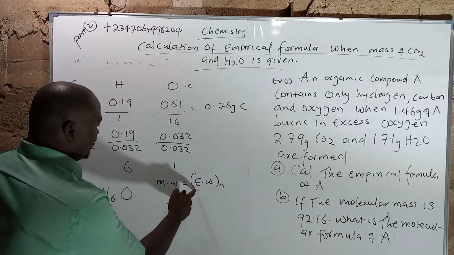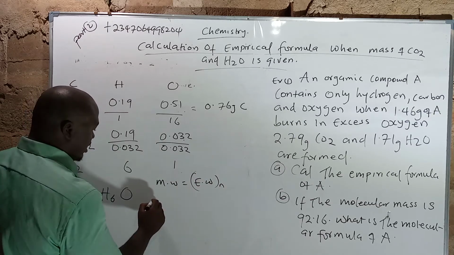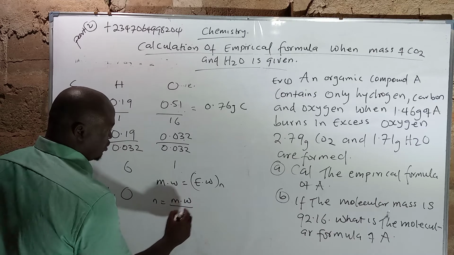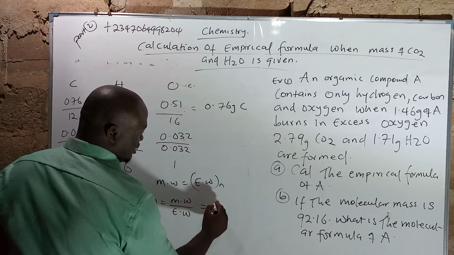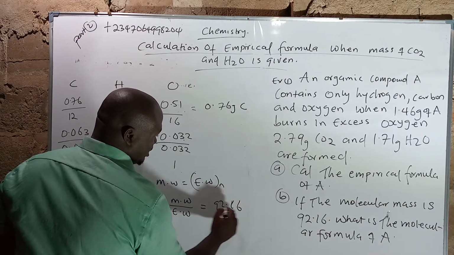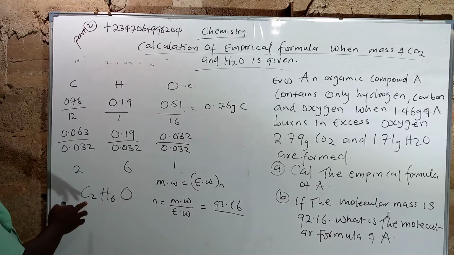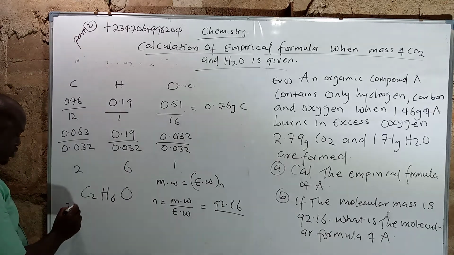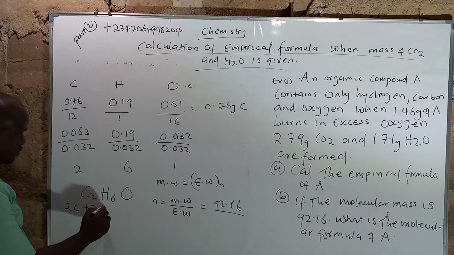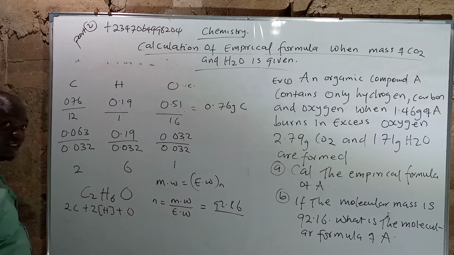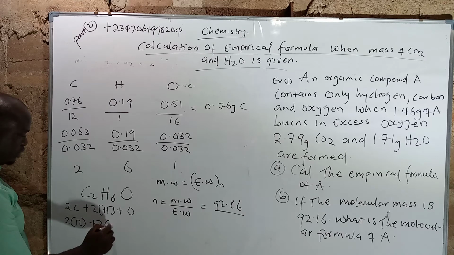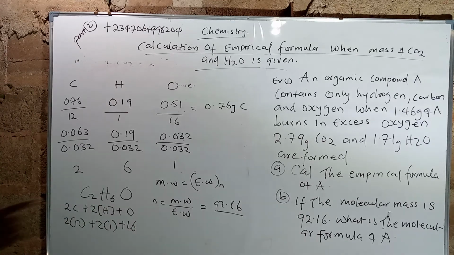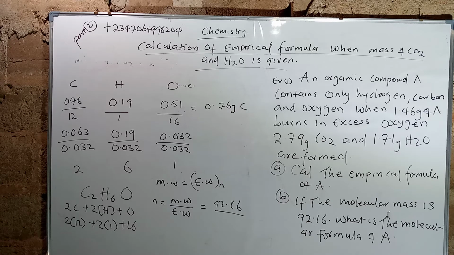Good. Now, we want to calculate N first. So your N is the molecular weight all over the empirical weight. Now, the molecular weight here is 92.616. The problem here is that we do not know the empirical weight, but we can calculate it. So this place is 2 carbon plus 2 hydrogen plus an oxygen. And so this will give you 2 into bracket 12 plus 2 into bracket 1 plus 16. Now, punching that whole thing in your calculator straight away should give you 46 gram per mole.